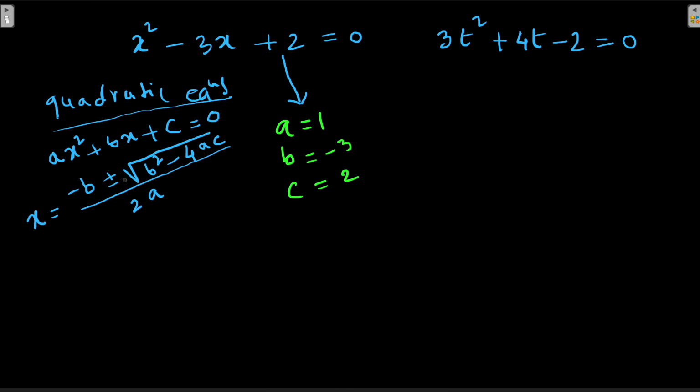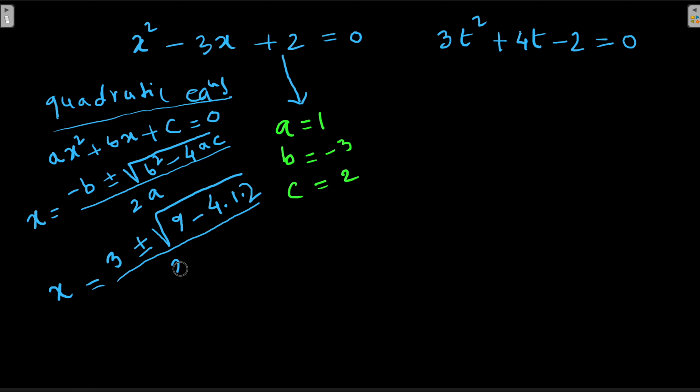So what are the values of x then? If you put these values of a, b, c here, x is minus b, minus of minus 3, because b is minus 3, it will be 3, plus minus the square root of b², which is minus 3 whole squared, which is plus 9, minus 4. What is the value of a? a is 1. What is the value of c? c is 2. Divided by 2 times a, 2 times 1, which is nothing but 2 only. Then you have to solve this.